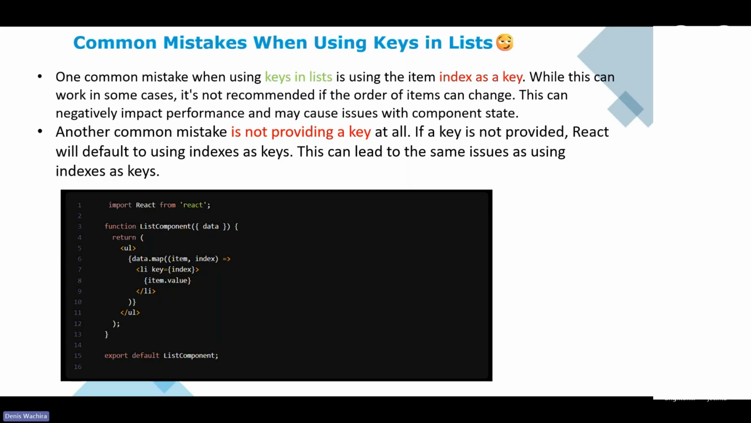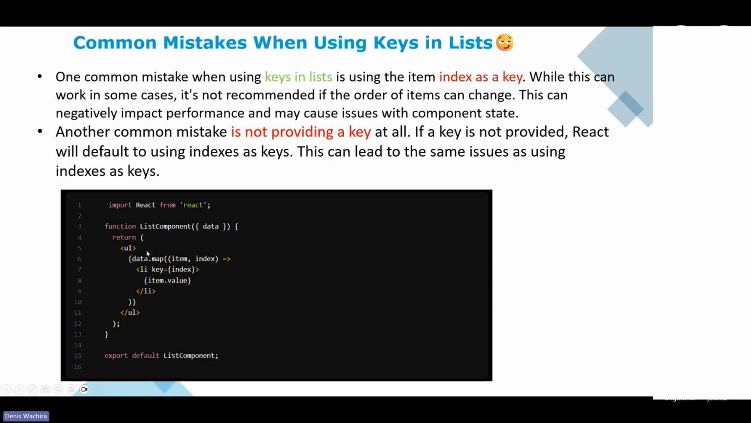So it's always advisable not to use index because that order can change. While storing the initial index, if the order changes, it will cause issues with how the React virtual DOM checks the differences about what part was updated. Another common mistake is not providing the key. If the key is not provided, React will default to using the indexes as a key, and this will cause the same issue as what we have discussed above.